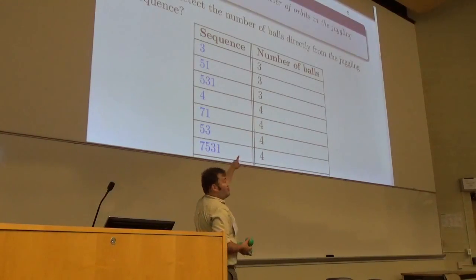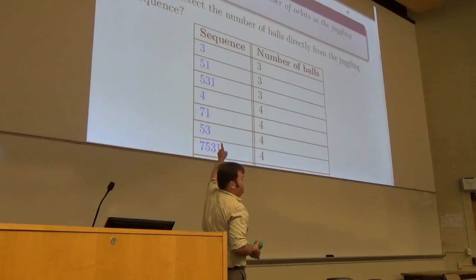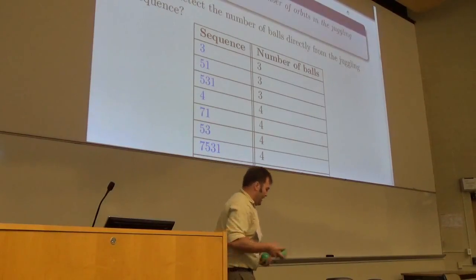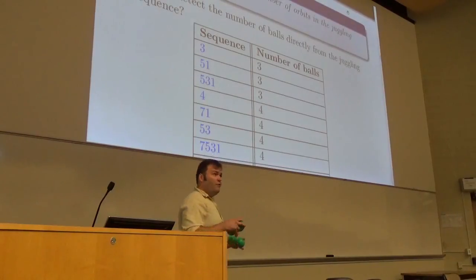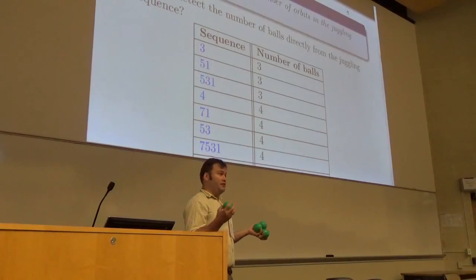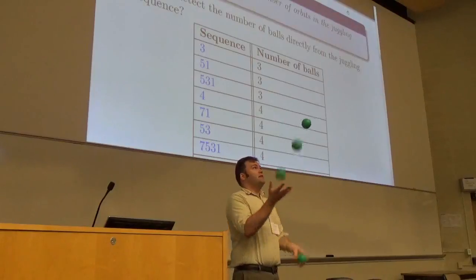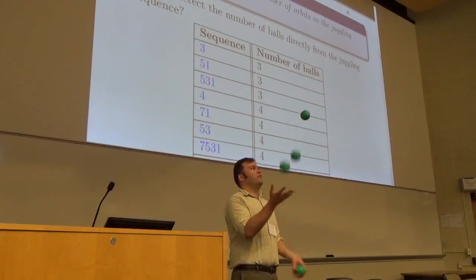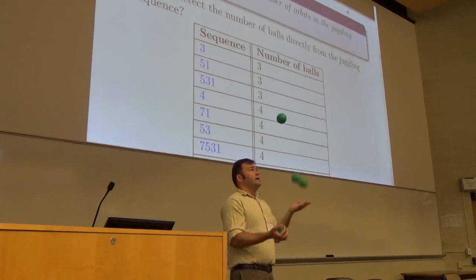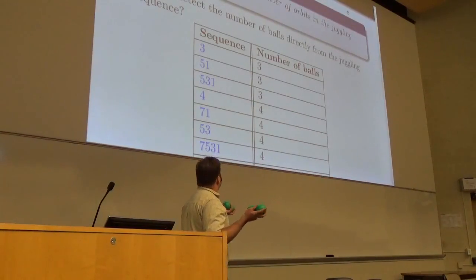Okay, let's look at some 4-ball sequences. So 4-ball sequences, you have 4, 4, 4, 4, 4. And what did we say before? Well, if you're only throwing 4s, then the balls have to return to the same hand, right? So this is a 4-ball pattern, just 4, 4, 4, 4. Everything is isolated to each hand.